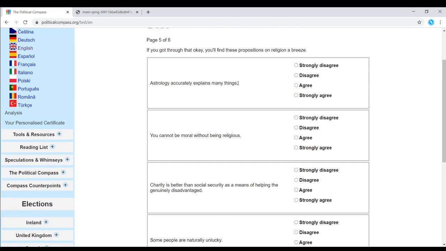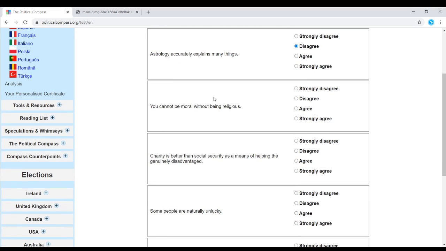Astrology accurately explains many things. I'm going to disagree, but the Bible warns about astrology for a reason, and that's because there is something demonic and there is something to astrology, but in general, it doesn't explain many things. But I think that as Christians, we are actually supposed to avoid astrology, not just because it's false, but because there is something actually demonic about astrology.